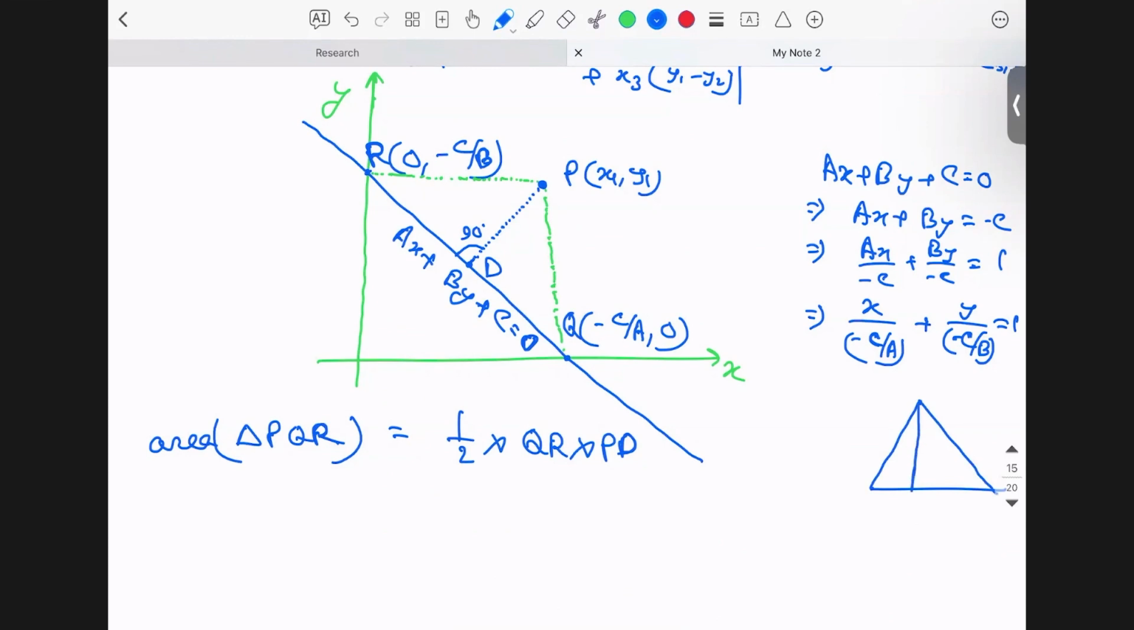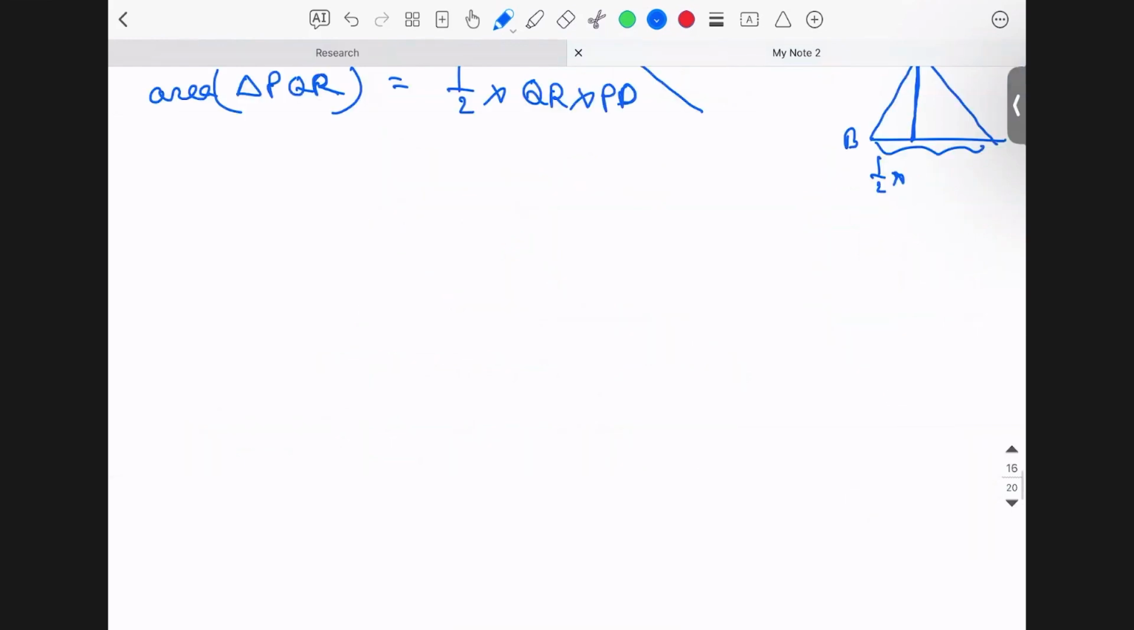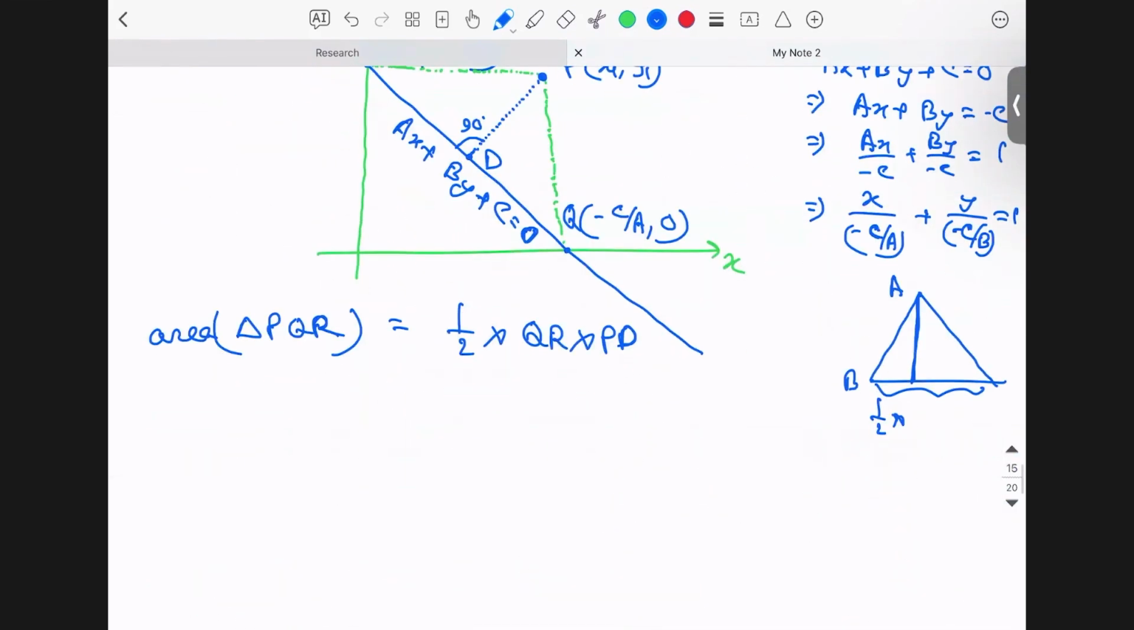See, this is the perpendicular from the vertex, so it will give us half into this length. Suppose this is ABC. Then half into BC into AD, if this is D. Okay, so this is the area of this triangle.